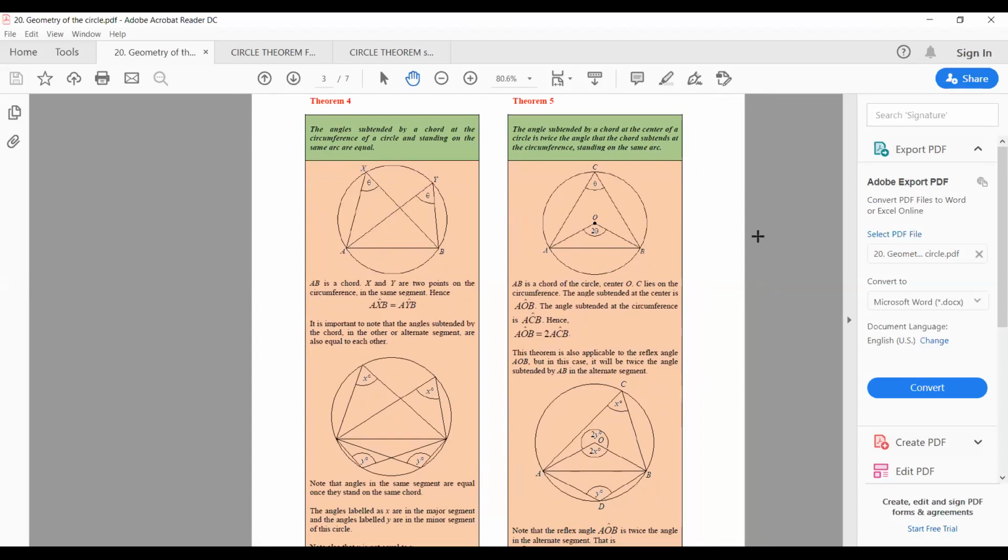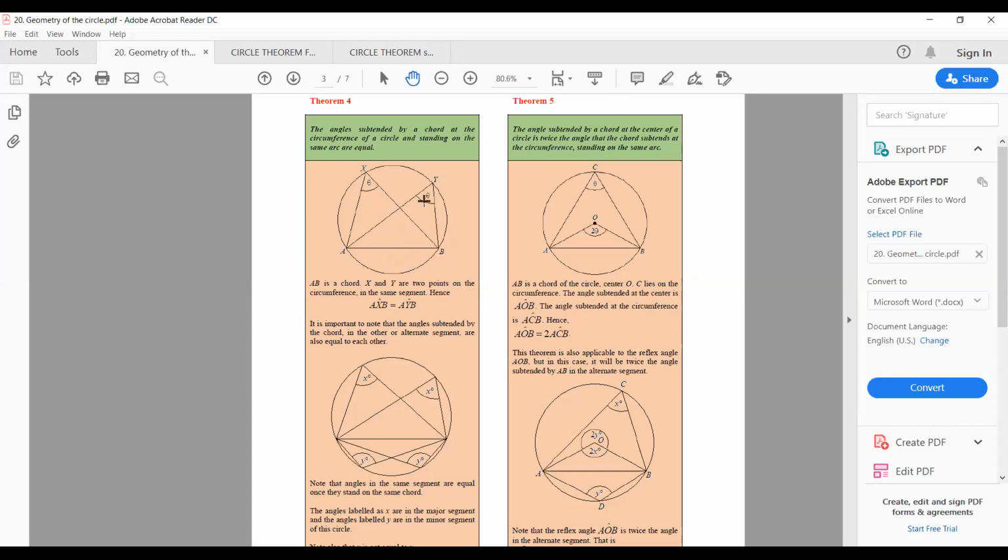Theorem 4. The angles subtended by a chord at the circumference of a circle and standing on the same arc are equal. So here we have a chord, right? And this whole thing on the top here is the arc. So they're standing on the same arc, right? So angles subtended by a chord, which is AB, at the circumference, they are subtended to the circumference here, right? Two points on the circumference, A and B. And standing on the same arc, so they are on the same arc, they are equal, right?